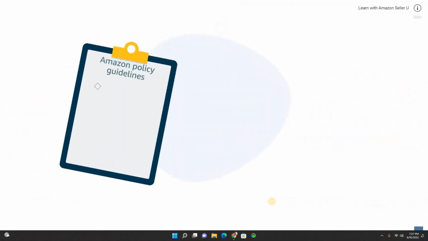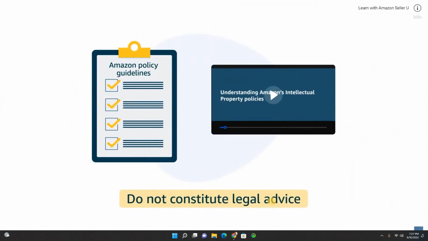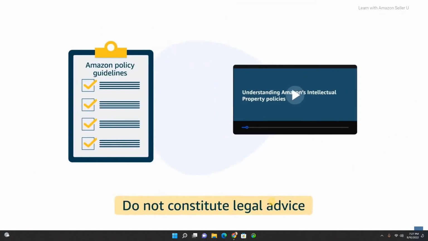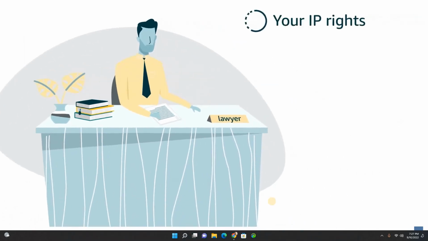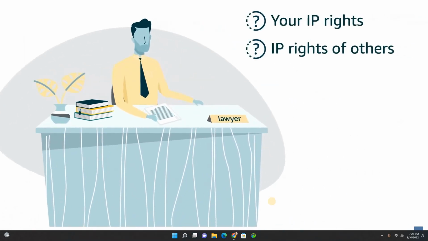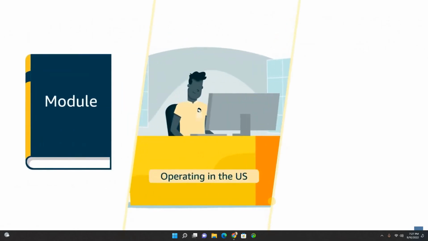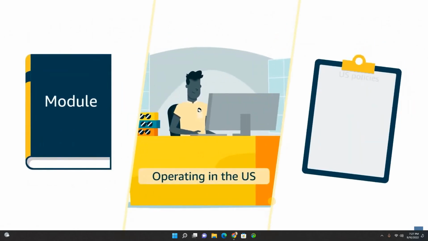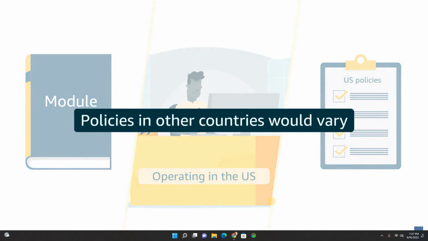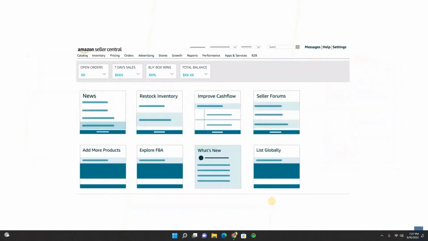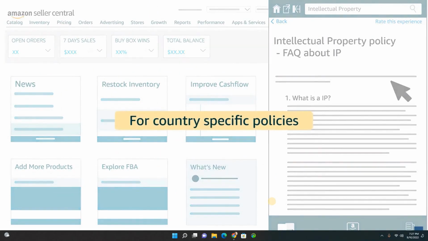It is also important to note that Amazon's policy guidelines and the content in this video do not constitute legal advice. You should consult a lawyer if you have a specific question about your IP rights or the IP rights of others. Keep in mind that this module was developed specifically for sellers operating in the U.S. and provides an overview of U.S. policies. Policies in other countries would vary. Refer to the intellectual property help pages for country-specific policies.